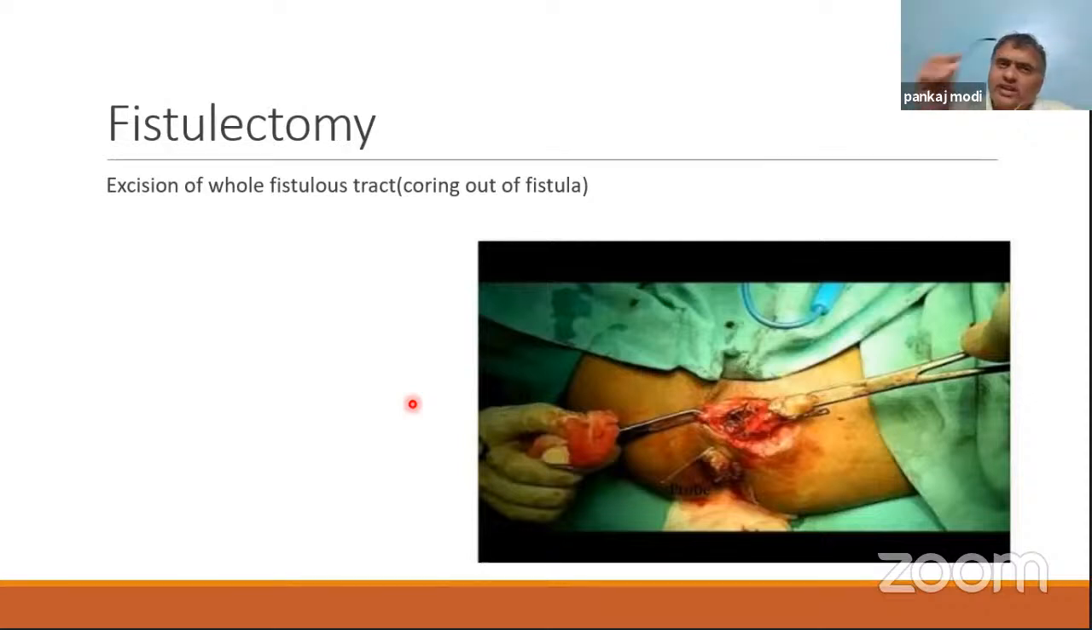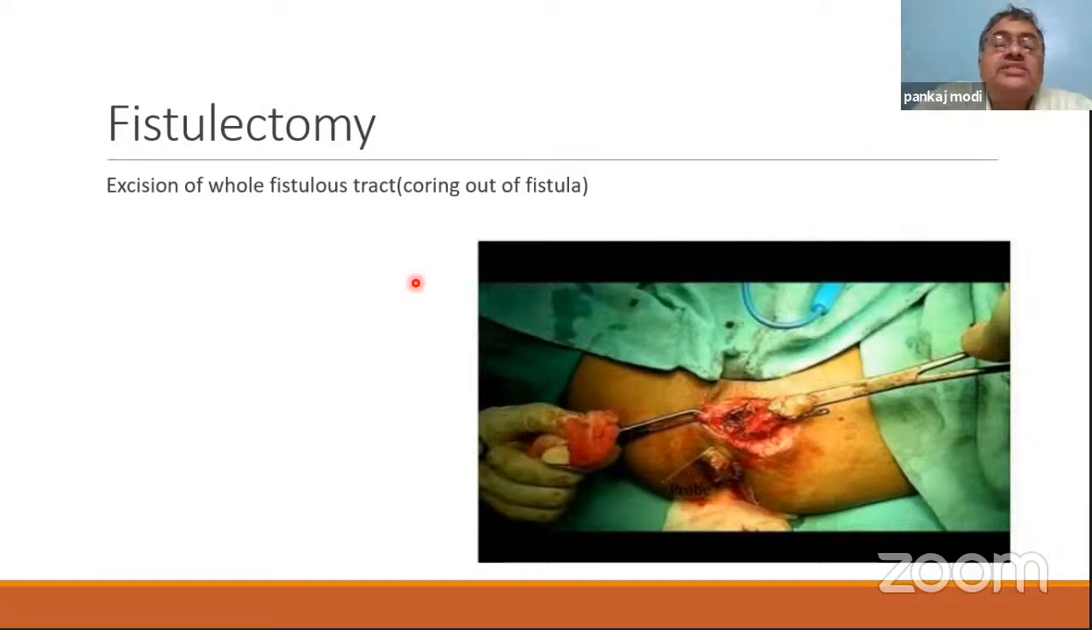So remember, fistulectomy means, what is the other name? Remove the entire tract as a whole. Coring out. The word which is used is coring out. All 360 degrees of the fistula with surrounding fat is removed. You understand? So it has a distinct advantage that you do not leave behind any wall or infected area. What is the disadvantage? It will form a larger raw area.